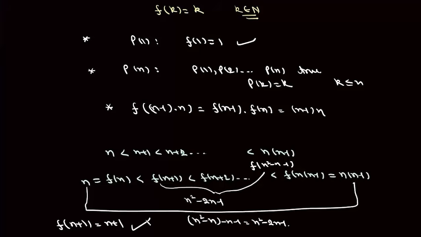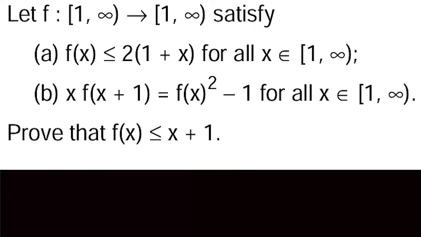That means P(n+1) is true, and therefore from induction we can say f(n) will be equal to n. Now the question is: let f be a function defined from [1, ∞) to [1, ∞), satisfying these two conditions. The first condition is f(x) ≤ 2(1 + x) for all x belonging to its domain.